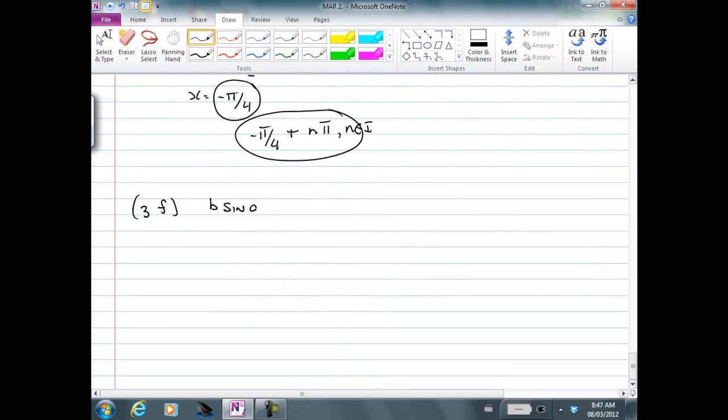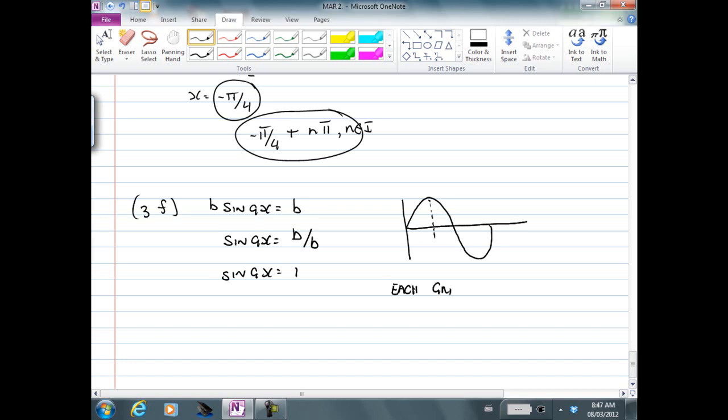b sine ax equals b, says a is greater than 1. If I solve for sine, would you agree sine ax equals b over b, which is equal to 1? Sine ax equals 1. If I draw a quick and dirty sketch, how many solutions do you have for one cycle? One. There's only one solution allowed. So I'm going to write this down. Each graph has one solution. You can't have more, or then you have no solution. So each graph has one solution.